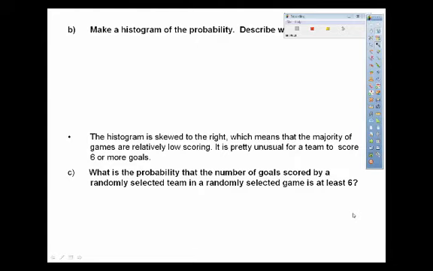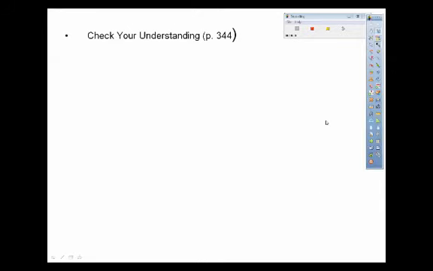What is the probability that the number of goals scored by a randomly selected team in a randomly selected game is at least 6? Well, that would be the probability that X is greater than or equal to 6, which is the probability that X equals 6, plus the probability that X equals 7, plus the probability that X equals 8, plus the probability that X equals 9. So if you add up the probabilities, you get 0.06, which means about 6% of the time.